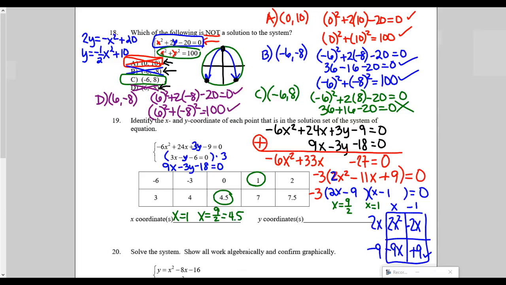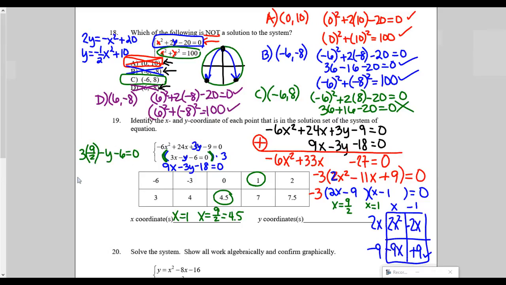Okay, it did ask me for both the x and the y coordinates, so I'm going to have to plug in 9/2. I can plug into either equation, but what I really want to plug into is this second equation, because that one didn't have the same exponents as the top one did. If I plug into the top one, I might get more than one answer. So I'm going to plug in x is 9/2, and then I'm going to solve this.